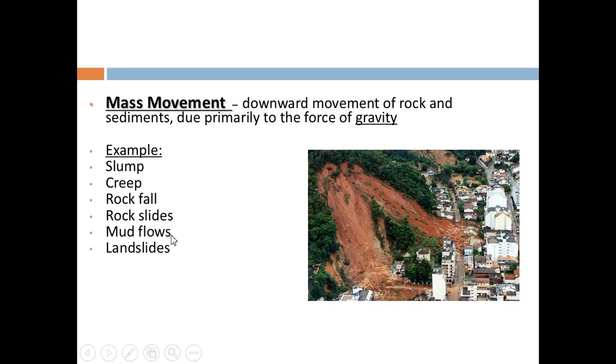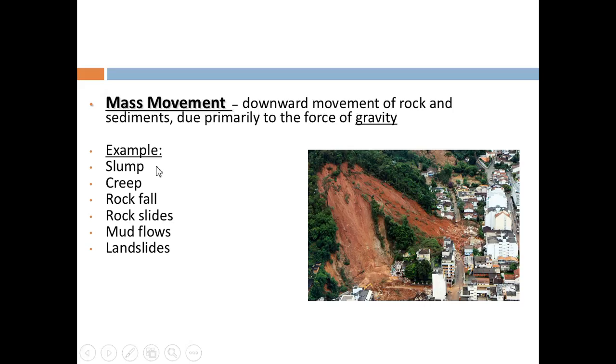Now, mud flows. It's another type of mass wasting. A mud flow consists of debris with a large amount of water. Usually it happens in mountain canyons and valleys after a heavy rain. Mud flows can also occur in active volcanoes.